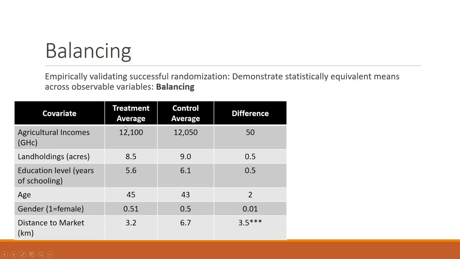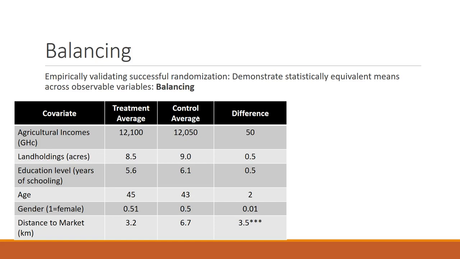The average income for the treatment group in this example is $12,100, and the average income for the control group is $12,050. All right, and then we calculate the difference. The difference between them is 50. There's a 50 Ghana cedi difference between the treatment group on average and the control group on average. And we conduct a t-test to determine whether or not this difference of 50 is statistically significant or not.